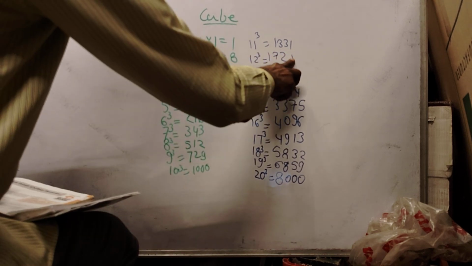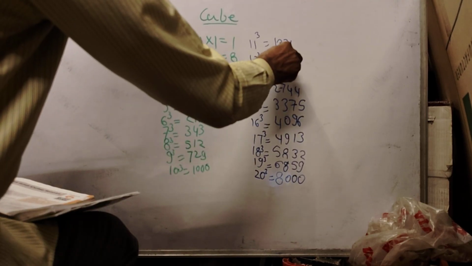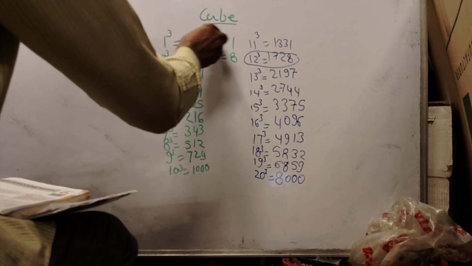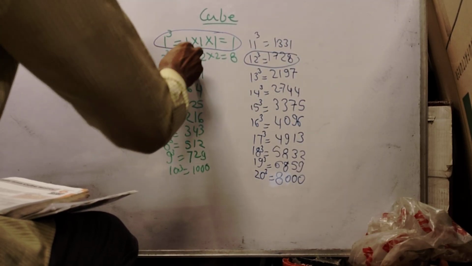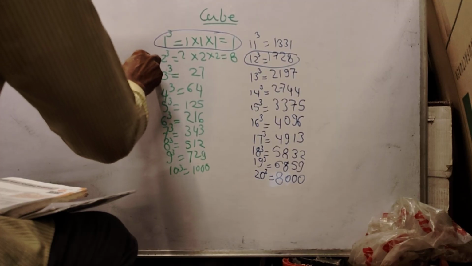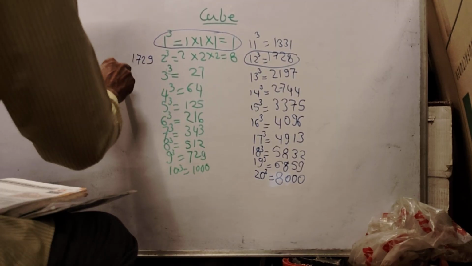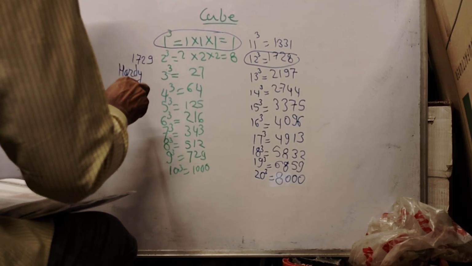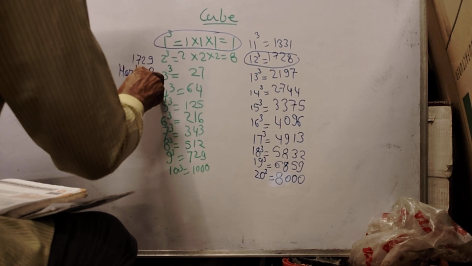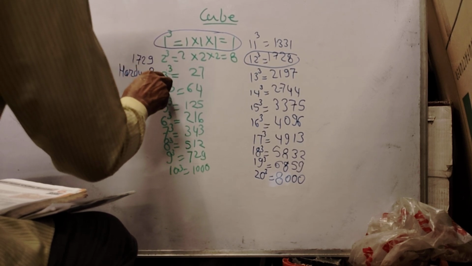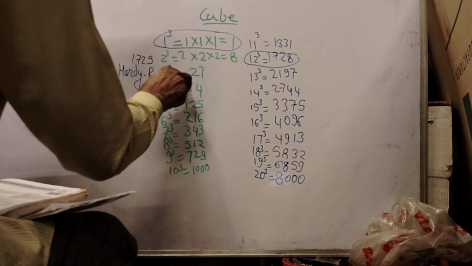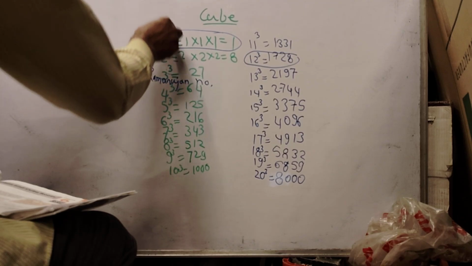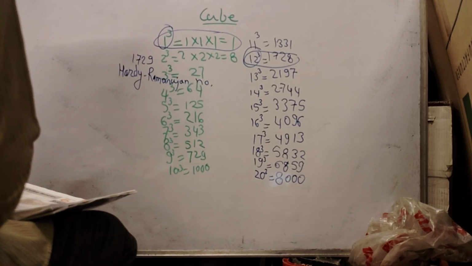1,729. No, there is the 8 in the end. So 12 cube is here and 1 cube is here. If we add both the numbers, we get 1729. And this number is a special number. It is called Hardy-Ramanujan number. Professor of mathematics Hardy and Ramanujan, they made this number. This is a special number, 1729. This is the sum of two cubes, 1 cube and 12 cube.